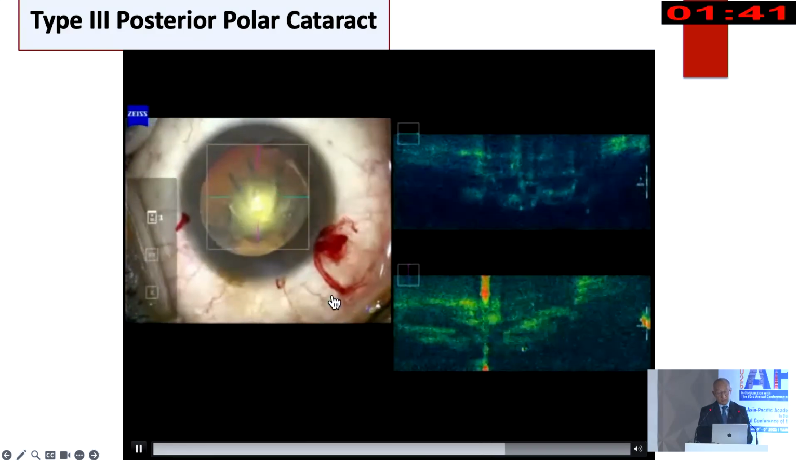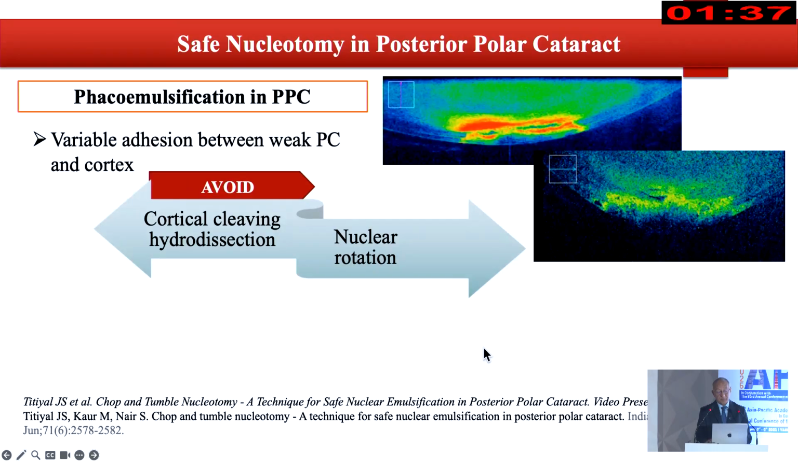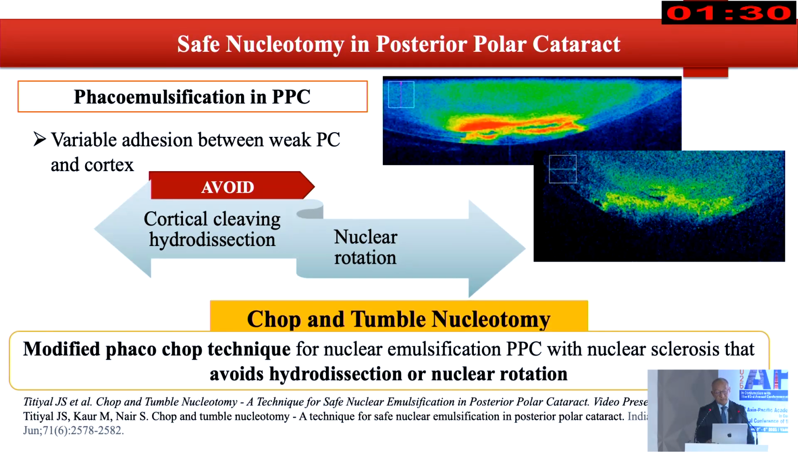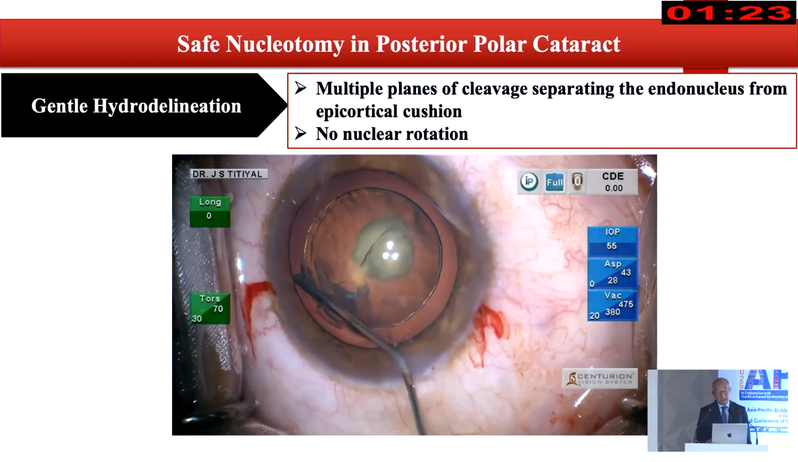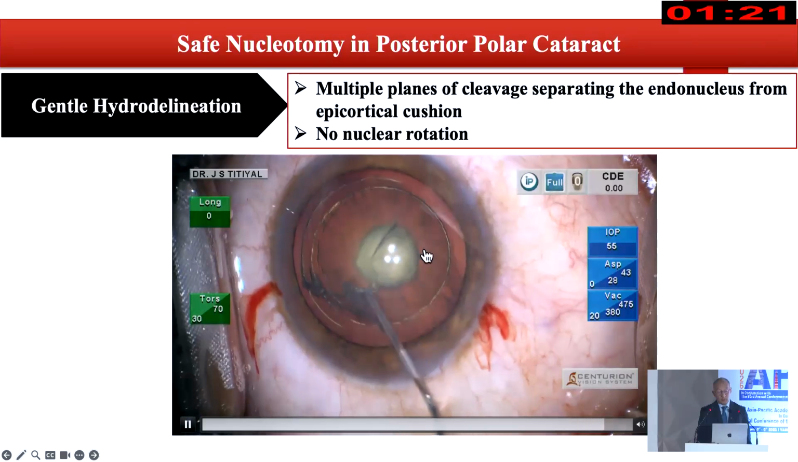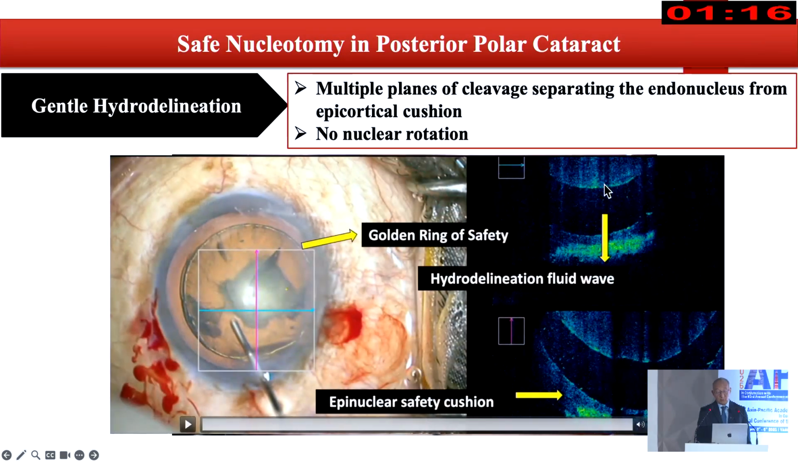So after we make a trench divide, then the delineation can happen in these cases also. So if you don't have to do a hydrodissection, don't have to rotate your nucleus, then this technique of ours, the chop and tumble nucleotomy technique published in IJO, is a very, very effective way. So this is a delineation we are doing now, which separates the nucleus core from the epicortical area. This is the core now, this is the epinuclear cushion, and the entire surgery is related to this central core only till you effectively eat it out.